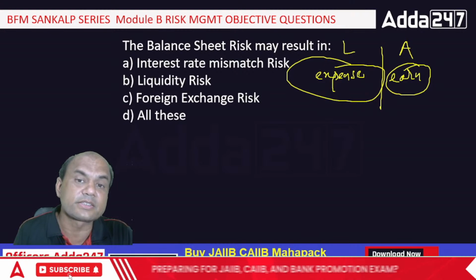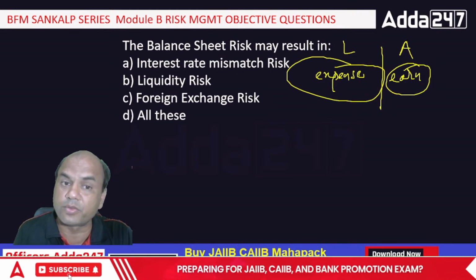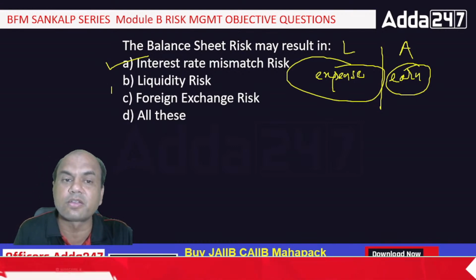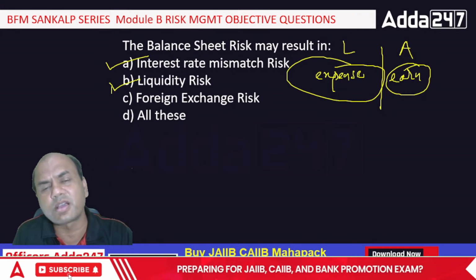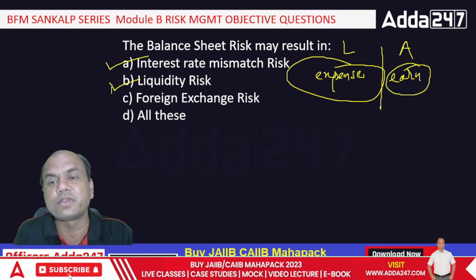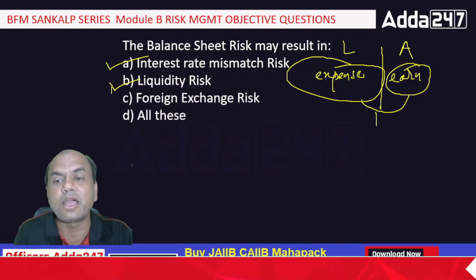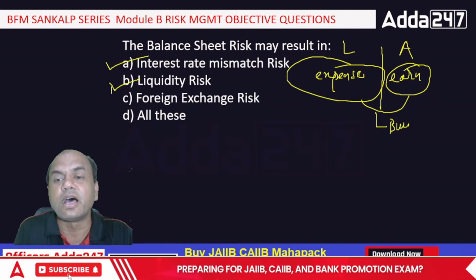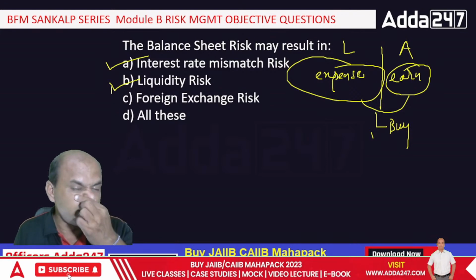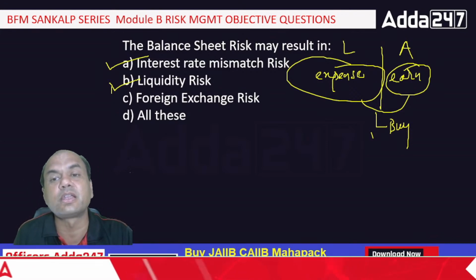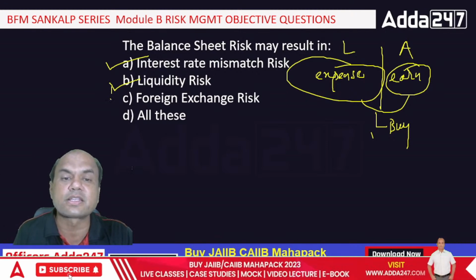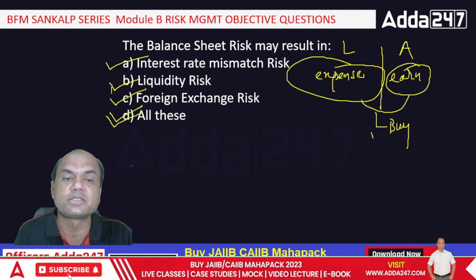So balance sheet risk may result in what? Interest rate mismatch, obviously. Liquidity risk, obviously: earning is less, expense is more, liquidity will be a problem. Forex risk, again that will be the case. Why? Because if my expenses are more, I am facing a liquidity crunch, I'll have to buy funds from either the local market or even the Forex market. Even the Forex market knows that I am having a liquidity crunch, so even that market will give me funds at a higher rate. So that's why Forex risk will be there. So the answer is D, all of these. Isn't it?